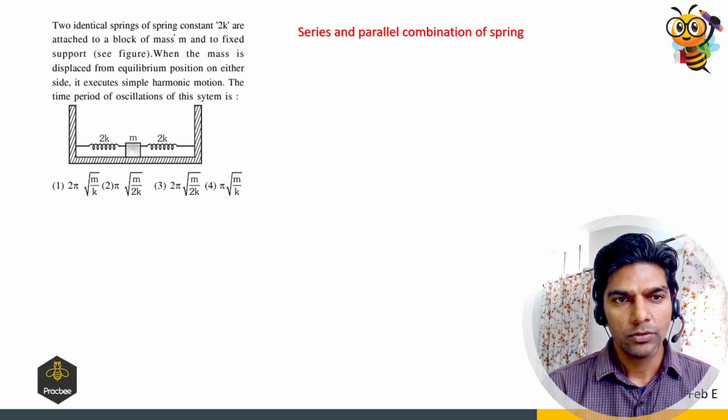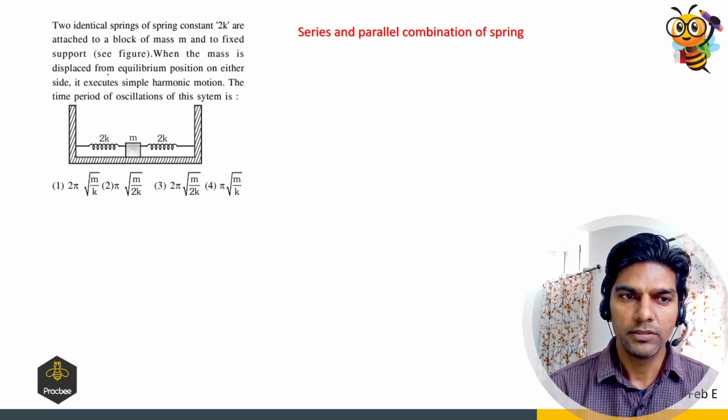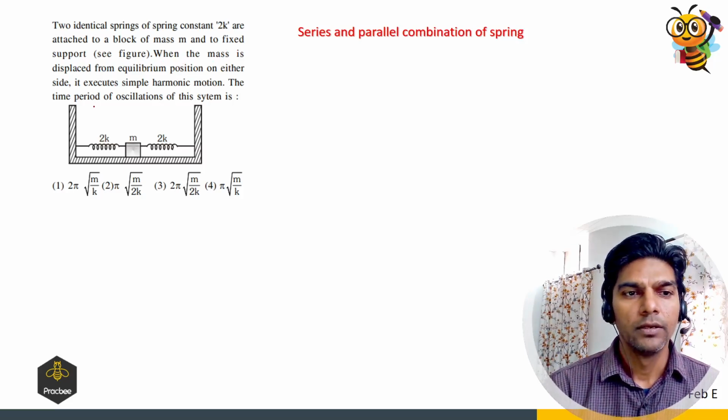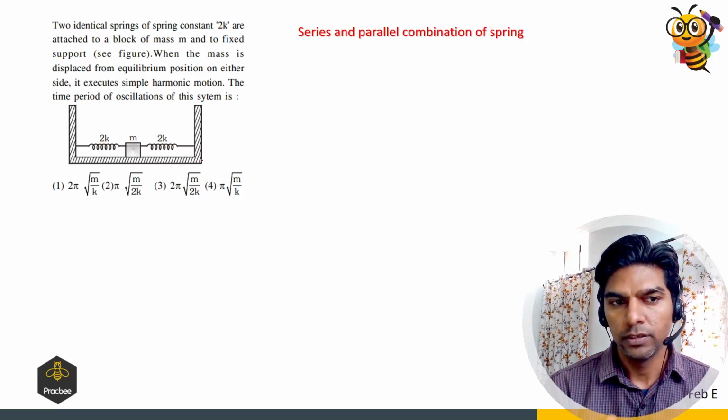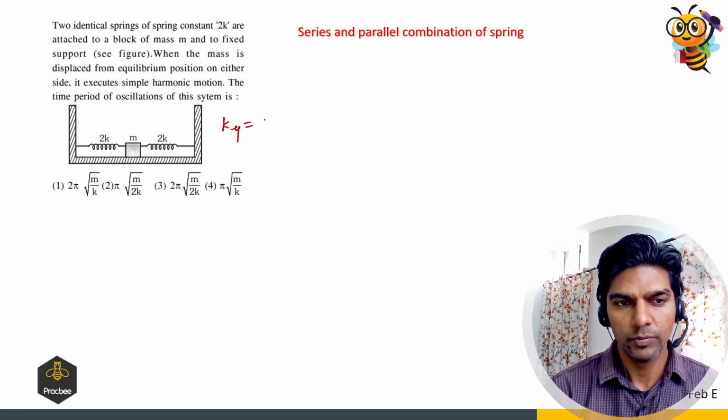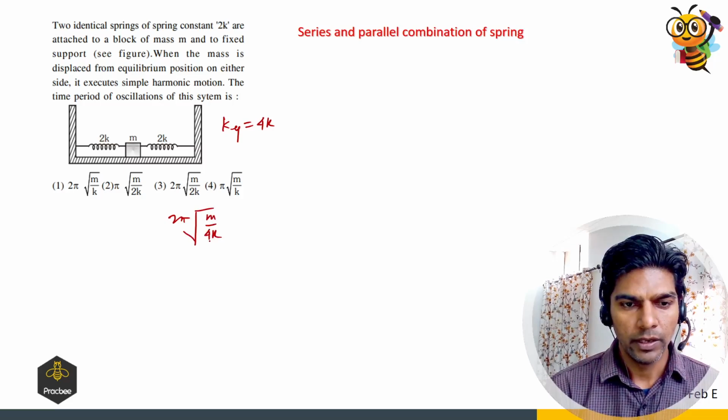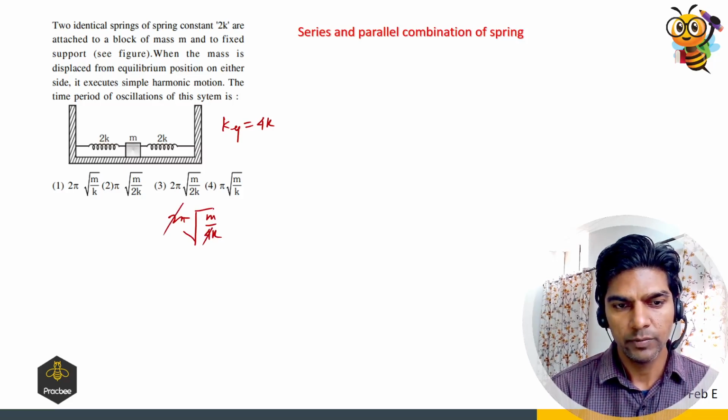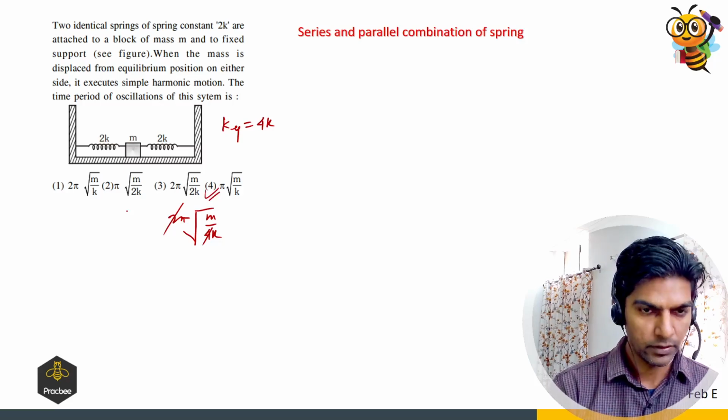Two identical springs of spring constant 2K are attached to a block of mass M and a fixed support. When the mass is displaced from the equilibrium position on either side, it executes simple harmonic motion. Find the time period of oscillation. I told you, in this case these are in parallel combination, so K equivalent will be 4K. So time period will be 2 pi root m by 4K, and 4 will come out, so we'll get pi times root of m by K. Option 4 is the right answer.